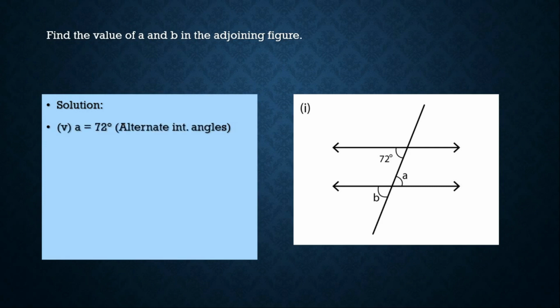So A is equal to 72 degrees because they are alternate interior angles, and the value of B is equal to A, which is equal to 72 degrees because they are vertically opposite angles. So the value of angle B is 72 degrees and the value of angle A is 72 degrees. Now let us see one more problem.